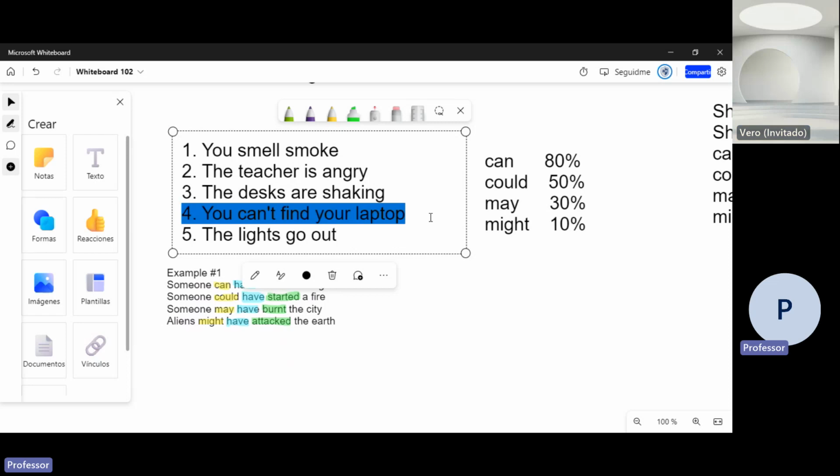Number 4, you can't find your laptop. I can have forgotten it in the car. Okay. Second, I could have left it in the office. Okay, left it. My husband may have hidden it in the office. Okay, good. A thief could have stolen it. Very good. Well done. Finally, the lights go out. It can have been a blackout. Okay, good. It could have been a short circuit. Yes.